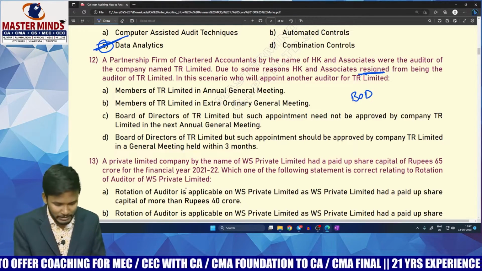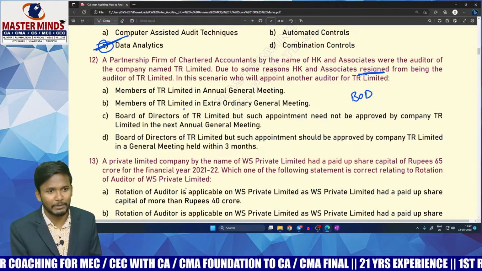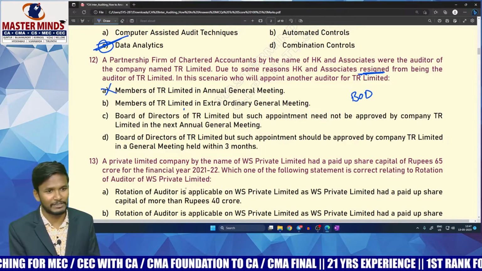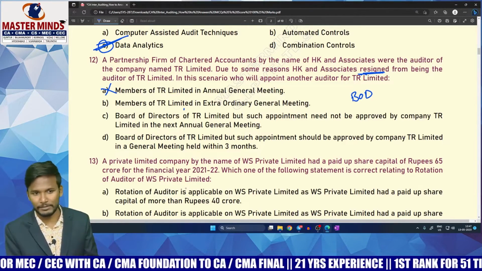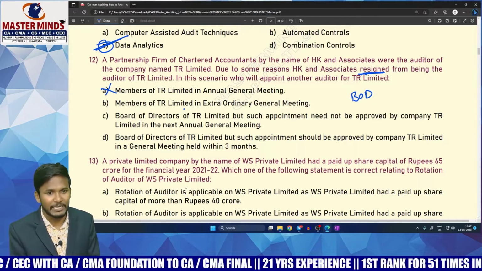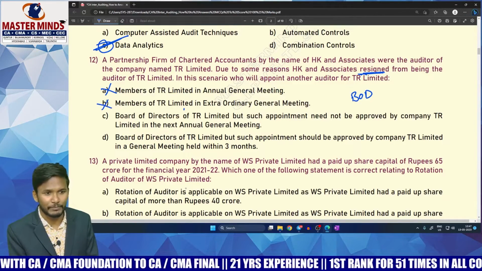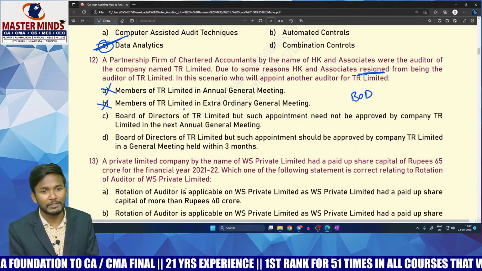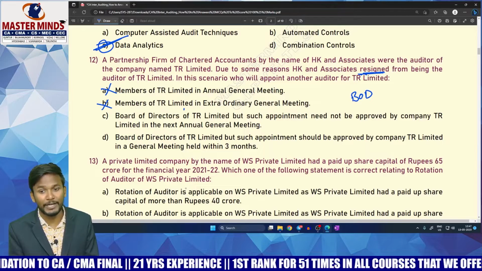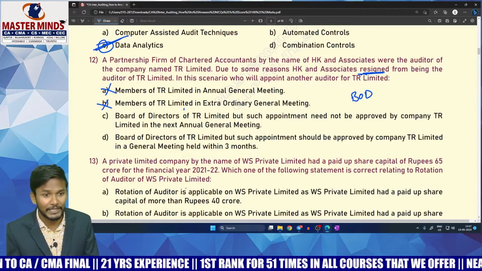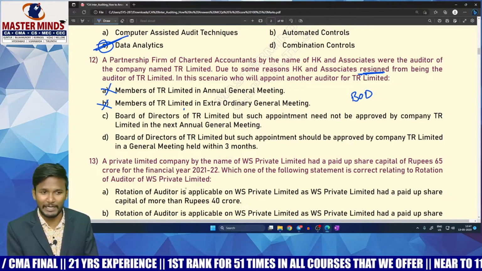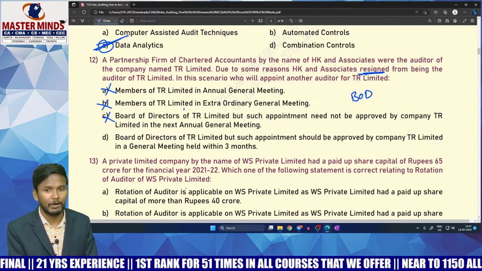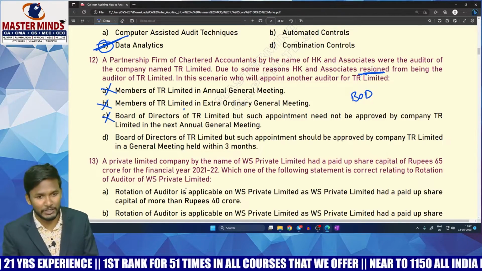Let's see, sir, what they are telling here. First option is they are telling about A members. That's the wrong answer. Why? Who will appoint? The directors. AGM. Here they are telling about EGM. That also becomes wrong. Why? Because they are not talking about any specified limit there. Next one, board of directors of TR Limited, but such appointment needs to be approved by the company TR Limited in the next annual general meeting. That is also completely wrong. Why? Because you have to get the EGM done of the shareholders, not the AGM.